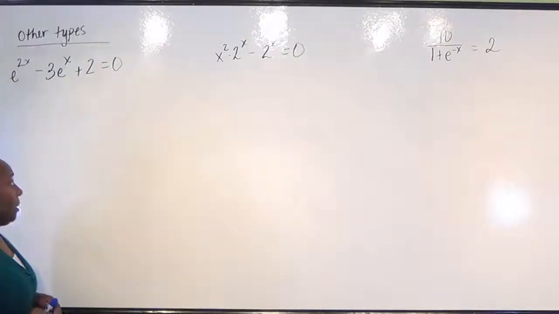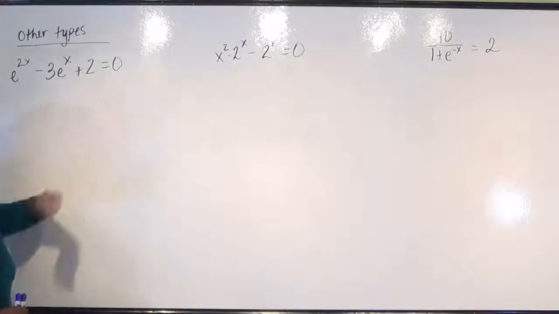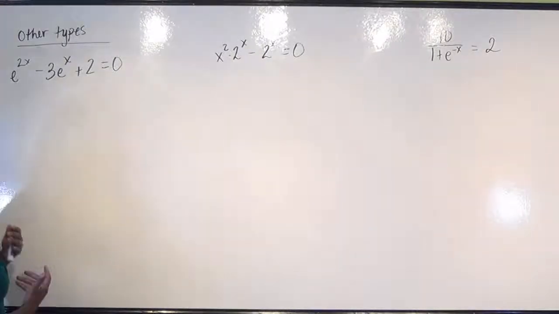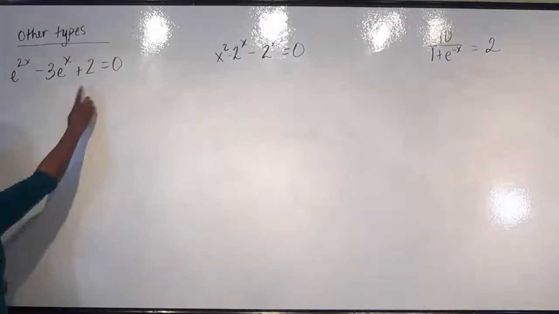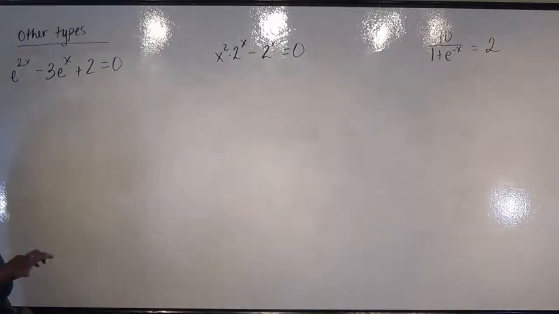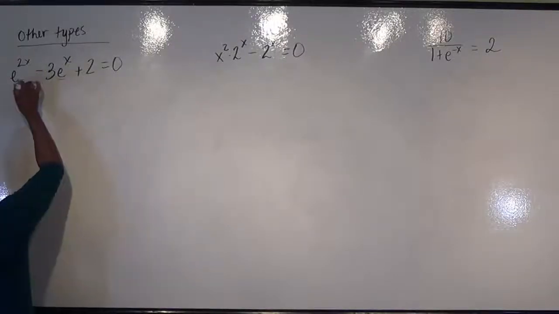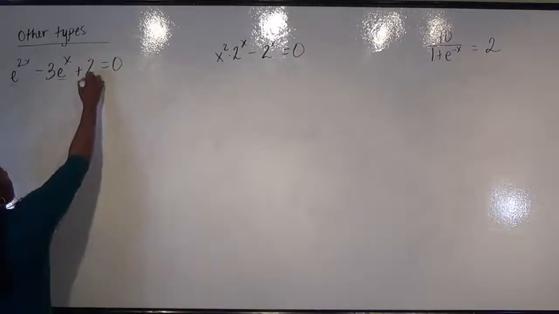So in this first example, we're looking at e^(2x) - 3e^x + 2 = 0. The first clue that I'm not looking at one or the other, meaning similar bases or different bases, is because I have 3 terms. If I have 3 or more terms, I cannot use the methods we described previously. Here, with my 3 terms, I notice that I've got the same base in my exponential terms, and I have a constant term.